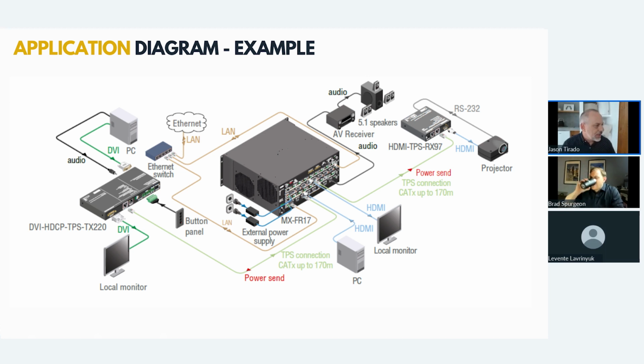So here's a different application diagram. This one is built around a media matrix switcher, which has got a frame with 17 potential inputs and outputs. This is going to be built up with a combination of input and output cards. And so in this case, maybe Brad, talk a little bit about what you see here when you're looking at this design. Yeah, absolutely. So the central core of this system is an MXFR series, right?